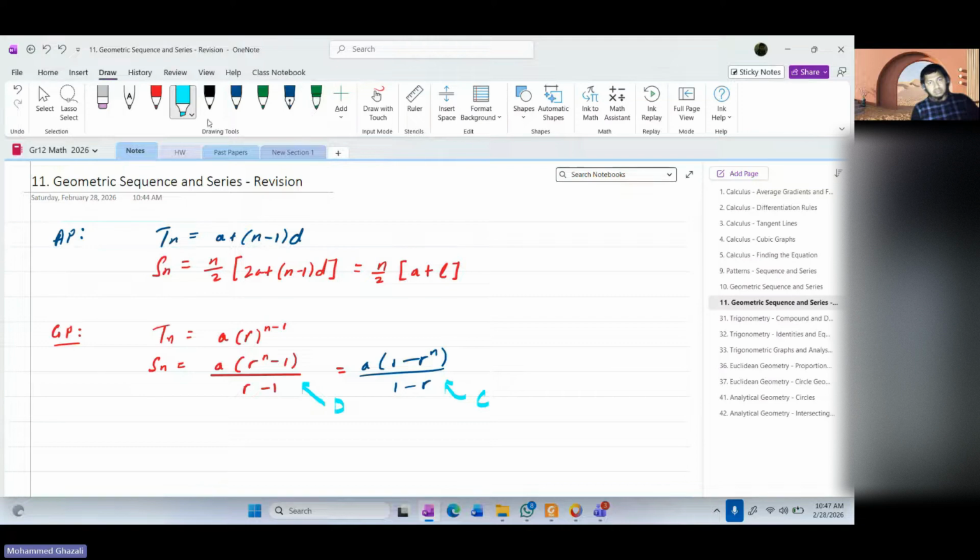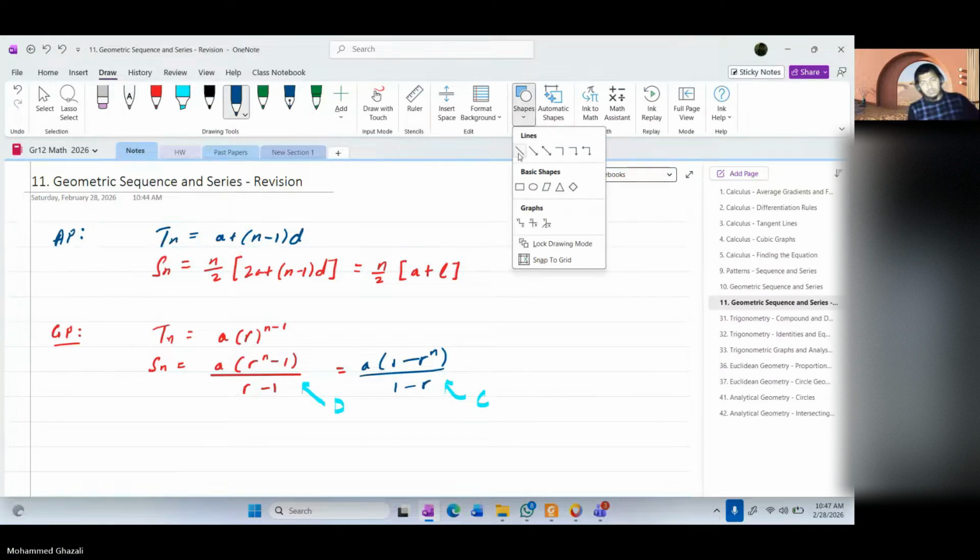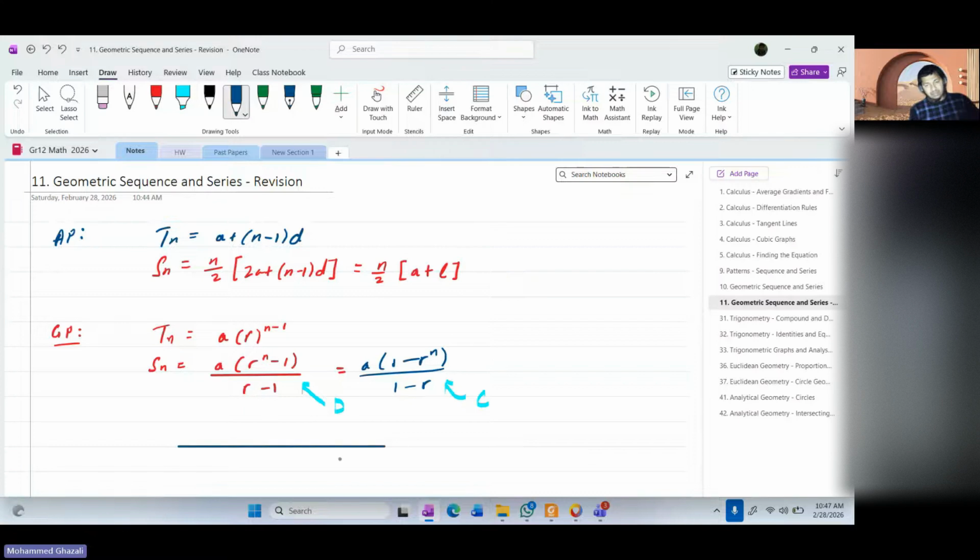Now, where's the interval for convergence and divergence? When the value of r is between minus 1 and 1, we say the series converges, and it diverges outside of this interval, when it is less than -1 or when it is more than 1. So it converges when the value of r is between minus 1 and 1, else it diverges.